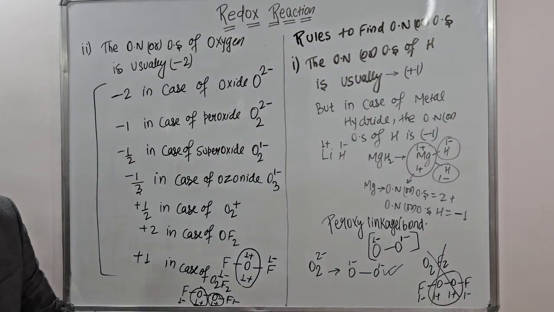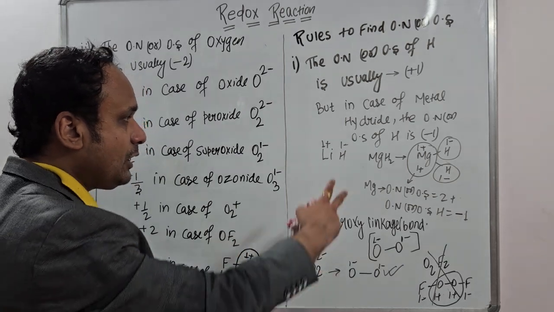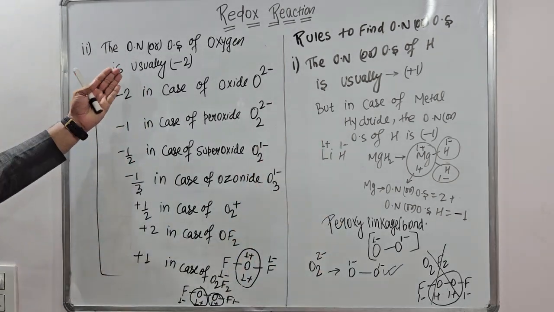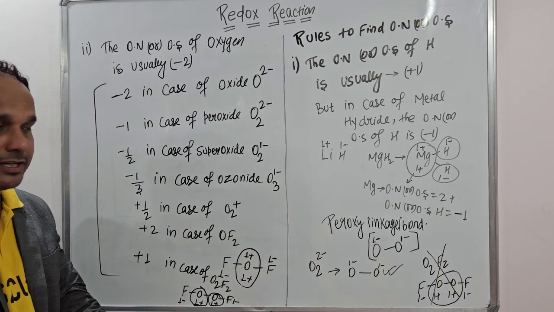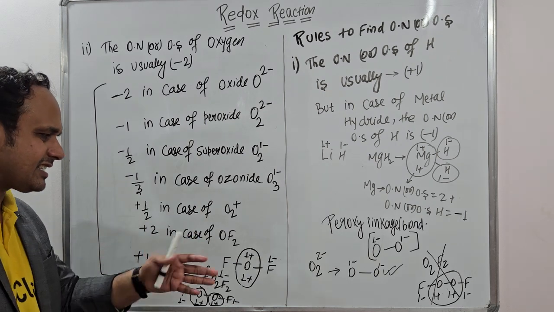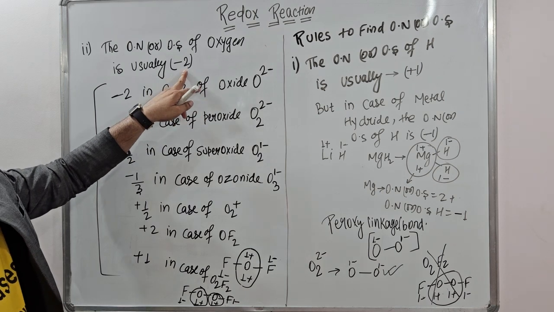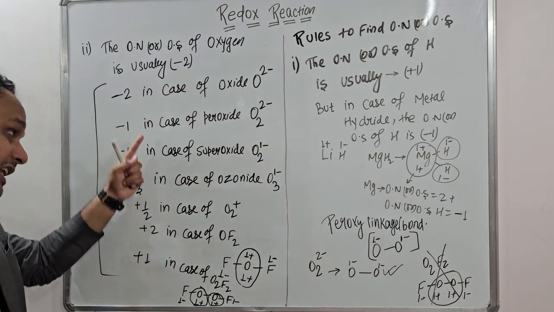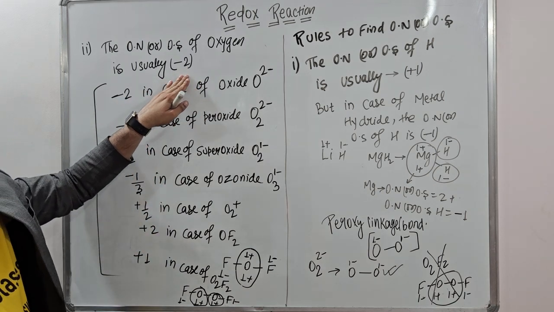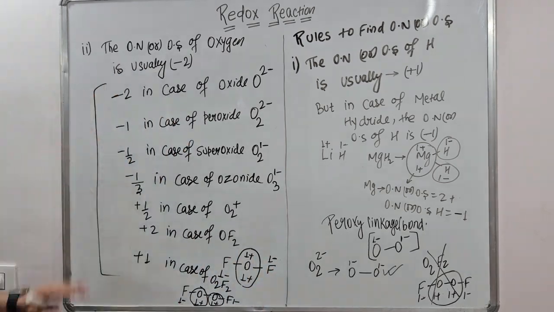Now we are proceeding with the third point. First rule, we have seen that usually +1 for hydrogen. Only in case of metal hydride, oxygen has usually -2. These are the special cases: ozonide, peroxide, oxide. These are the cases in which there are different things, not usually -2. But only in the other cases, usually you will have to take -2. And you understand peroxy linkage.